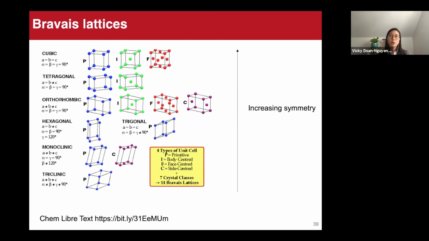So here's a review of Bravais lattices. You remember from one of the earlier classes that you've taken in your MSc career that we have 14 Bravais lattices, and they can be made up from 7 crystal classes that you see here. So you can see increasing symmetry here. The systems that we'll be looking at have either orthorhombic symmetry, cubic symmetry, as well as trigonal symmetry.